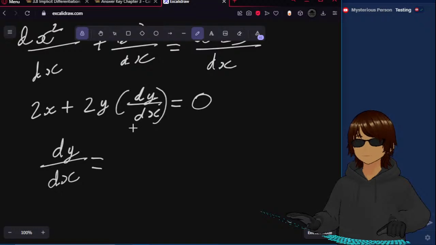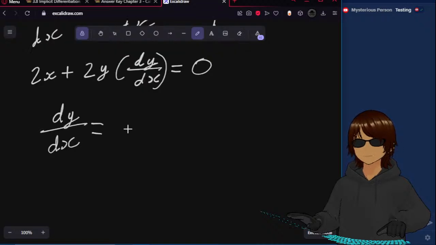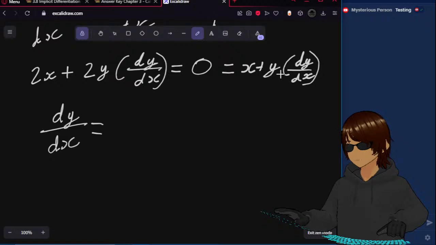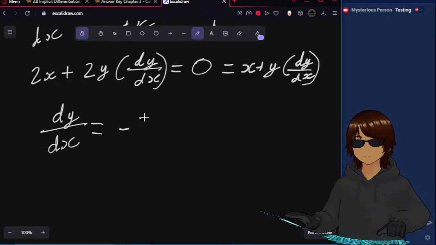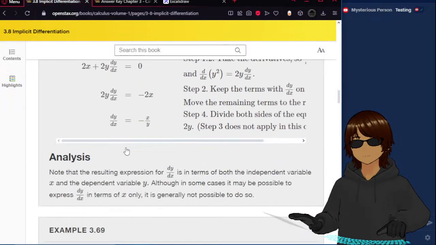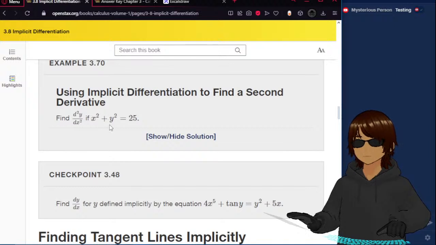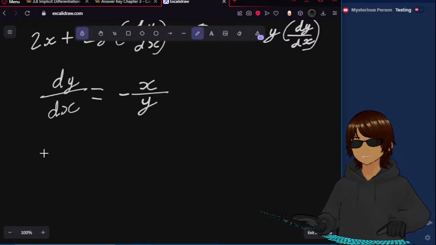Minus 2x minus y. Wait, hold on. We can take the 2 out, right? Is this it? Yeah, the answer is correct. Finding the second derivative.